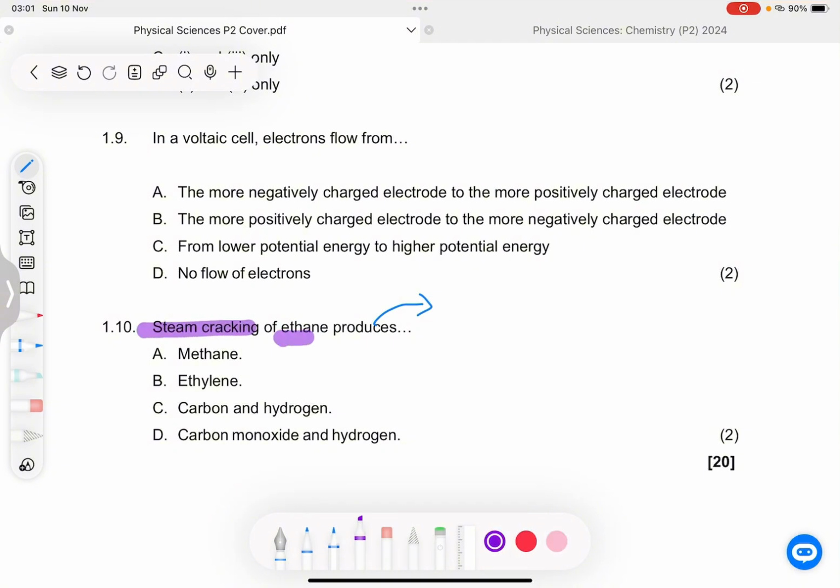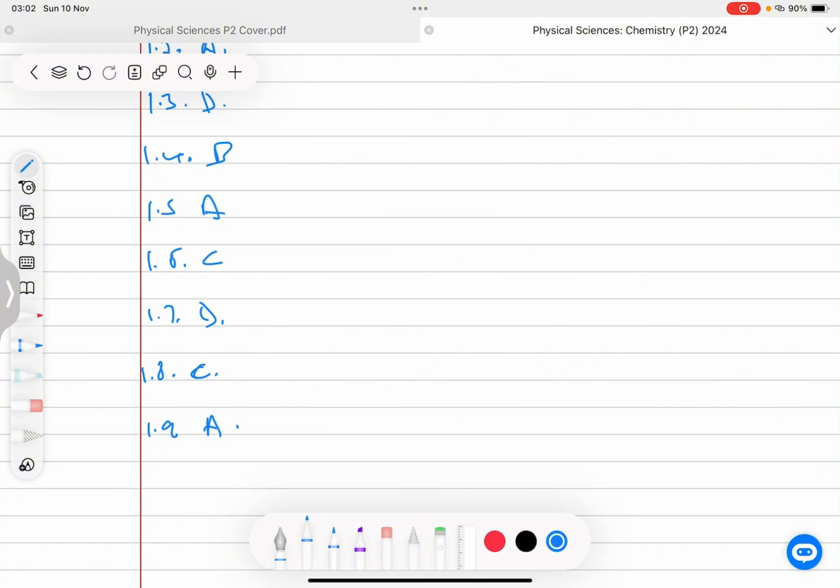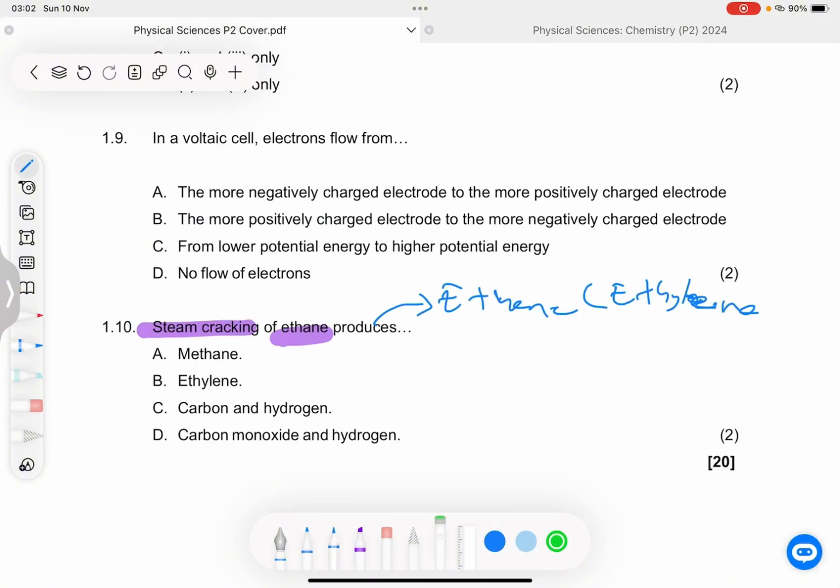Well, we know that the steam cracking of ethane must give us ethene, or sometimes referred to as ethylene. And I can see here they've given me an option of ethylene, so the option of that is B. Some of these things you'll get to enjoy and have fun with in chemistry when you have studied, because it's just a build-up of theory.